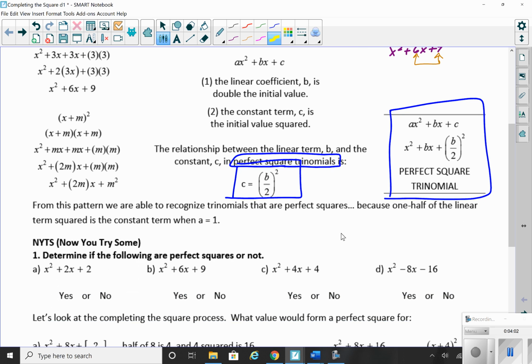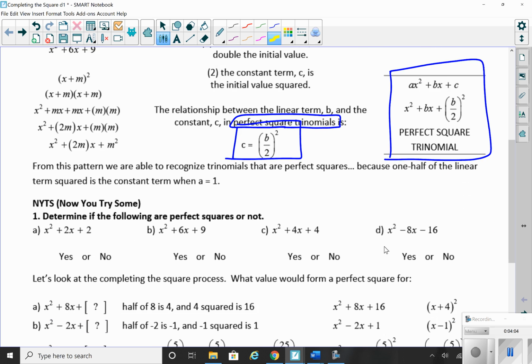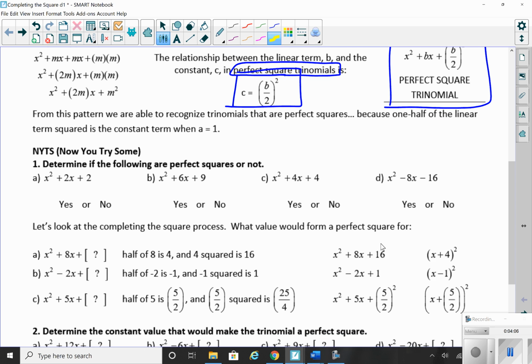So down here it says, determine if the following are perfect squares or not. So if I look at that first one, right, my b value is 2. Well, 2 cut in half is 1, and 1 squared is 1. Does that equal this c value? No. So that is not a perfect square trinomial.